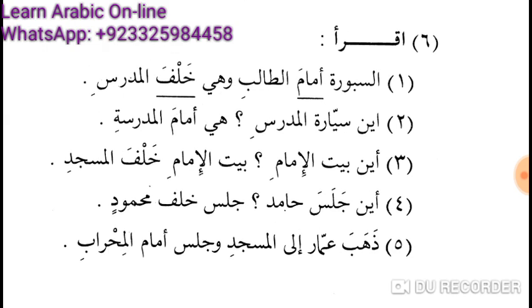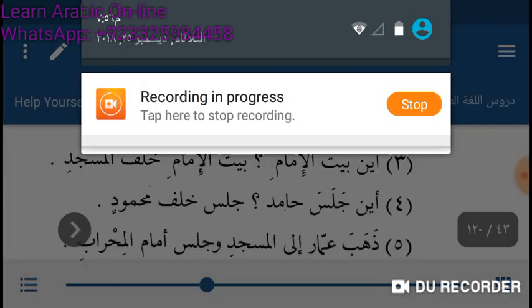So then we have zahaba Ammarun illa al-masjidi wa jalasa imam al-mihrabi. Mihrab, is that someone's name? No. It is a place where the imam sat to deliver the sermon.